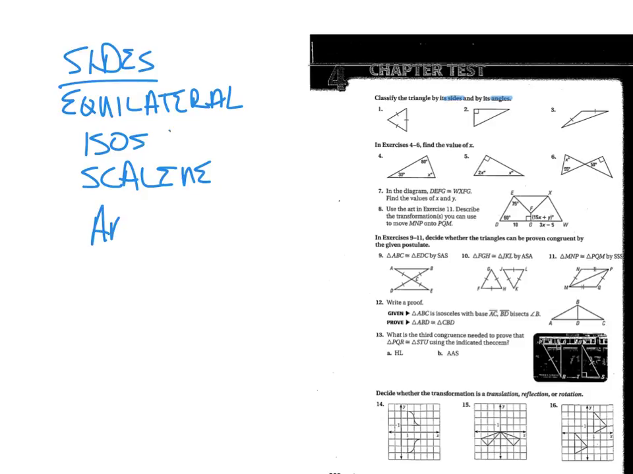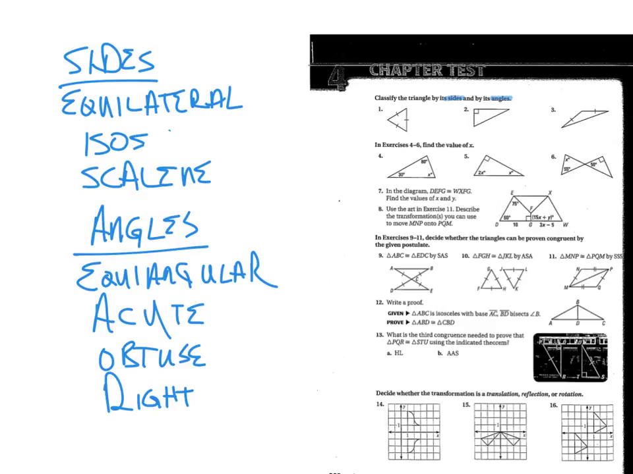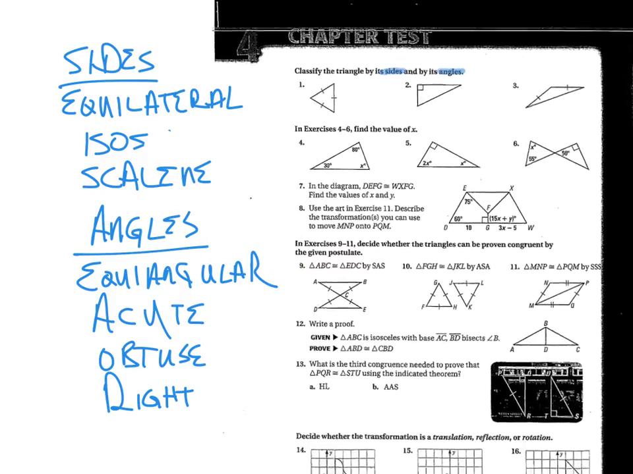And then if we want to classify by the angles, which you got to do both, so you're going to have two answers for 1, 2, and 3. You're going to have equiangular, acute, obtuse, and right. Okay, so these are your choices for 1, 2, and 3. Again, you should have two answers for each one of those.